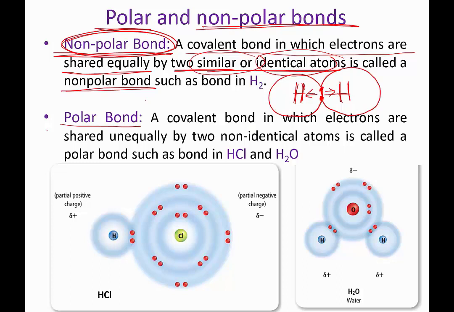The other one is called the polar bond. I will try to talk slowly. The polar bond. It's the covalent bond in which electrons are shared unequally by 2 non-identical atoms. In this case, it means one atom is stronger than the other in pulling the shared electrons. One of them tries to pull the electrons more than the other.